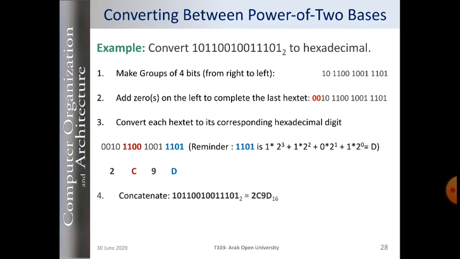So starting from the right hand side, we have 1101 in hexadecimal equal D, 1001 equal 9, 1100 it's C, and 0010 it's 2. So this number in binary is equivalent to 2C9D in hexadecimal. When we do concatenation, it's not addition.